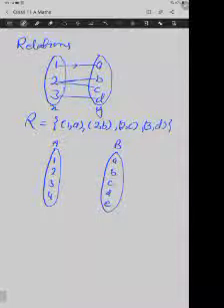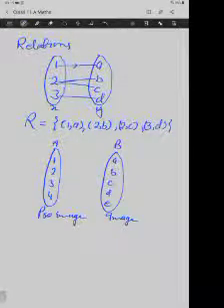Then these are known as pre-images, and this is known as image. So pre-image and image: the first set contains the elements that are said as pre-images, and B is the set which contains the elements known as images.